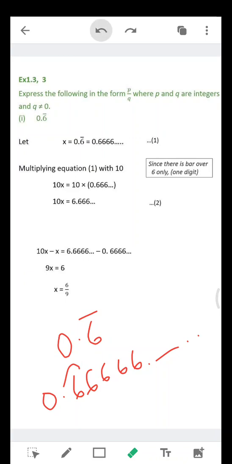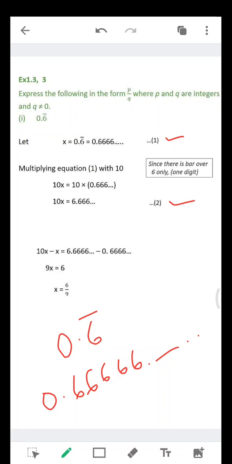Now this is our second equation. If the bar is on two digits, we should multiply by 100. If the bar is on three digits, we should multiply by 1000. It goes on. So here we have got two equations, equation 1 and equation number 2.